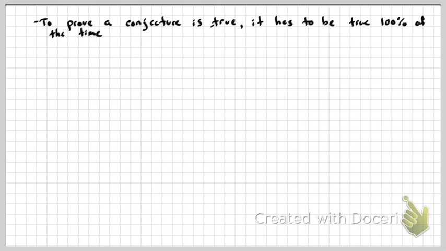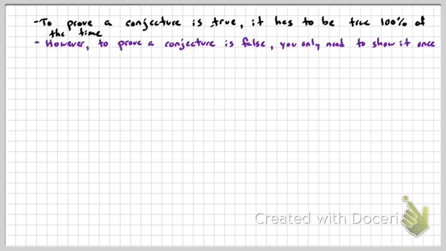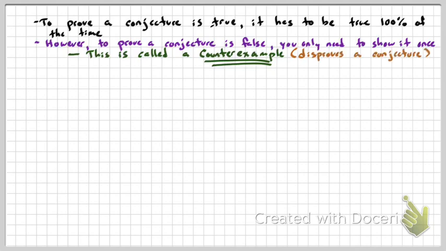So how do we prove a conjecture false? It's actually really easy. To prove a conjecture false, you only need to show that it's false once. So if 99 times it's true, but that one time it's false, a conjecture is considered false. And that example that proves it's false is called a counterexample. So a counterexample disproves a conjecture.